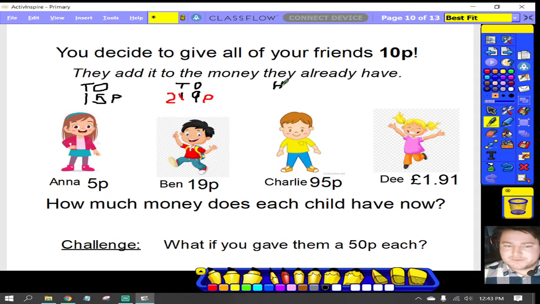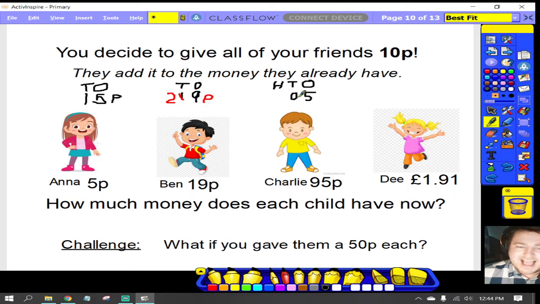I noticed that there might be a bit of exchanging or a bit of bridging happening now. Bridging is when we go over a 10 or we go over 100, and we need to have a close look at what happens. The ones will stay the same regardless because we are not changing the ones, we are changing the 10. Now, 9 add 1 is 10. How are we going to put it here? Well, we can't fit a 10. We are not allowed to do that.